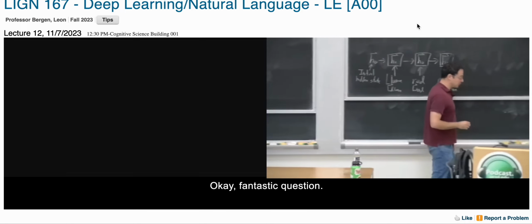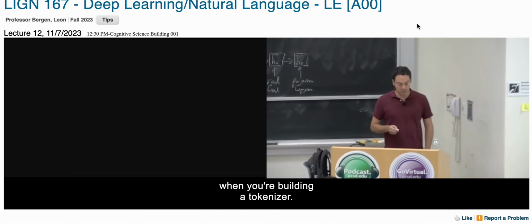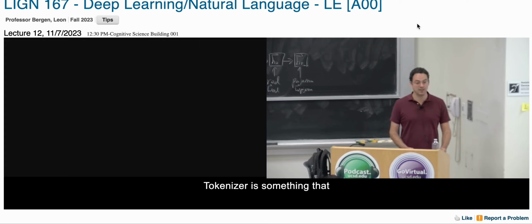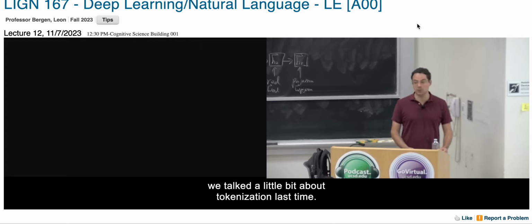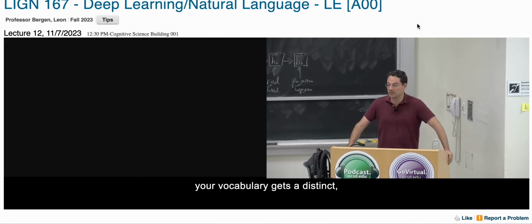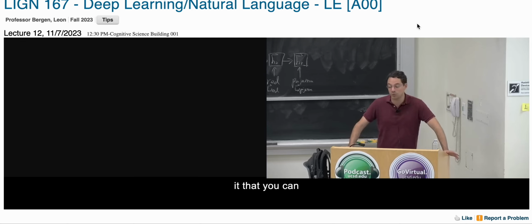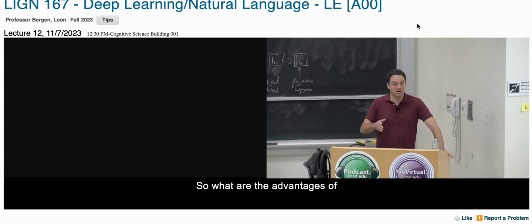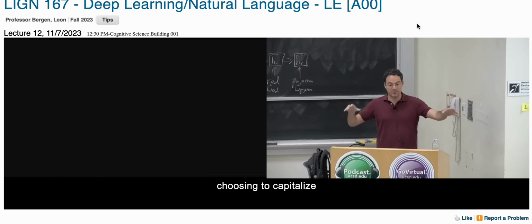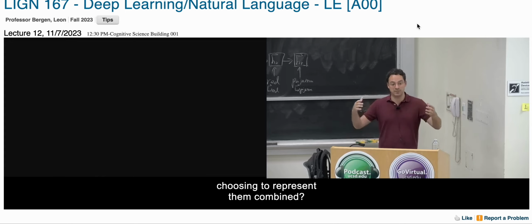Okay, fantastic question. So this is a choice that you have when you're building a tokenizer. So a tokenizer is something that we talked a little bit about last time. I gave a very, very simple type of tokenization where each distinct word in your vocabulary gets a distinct vector. It's just another choice that you can make. It's another hyperparameter, in fact, for your model. That's how people think about it. Another knob that you can tune before you start training your model. So what are the advantages of choosing to represent capitalized and uncapitalized words separately, and what are the advantages of choosing to represent them combined?